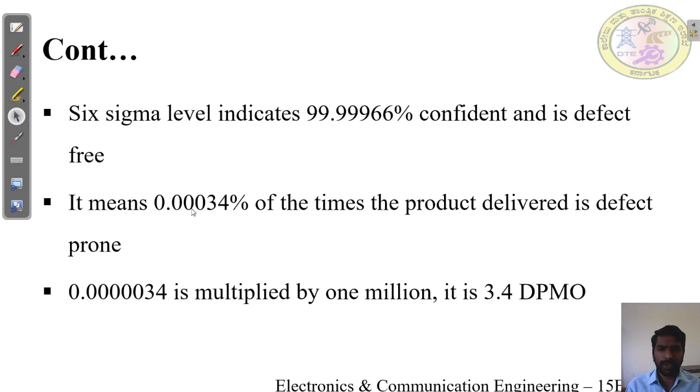It means that 0.00034 percent of the time the product is delivered with a defect, and this is the failure rate. That means 0.0000034 multiplied by 1 million, 1 into 10 to the power of 6, gives you 3.4 DPM. DPM is defects per million opportunities. If you test 1 million opportunities, that is Six Sigma, that is the power of Six Sigma.